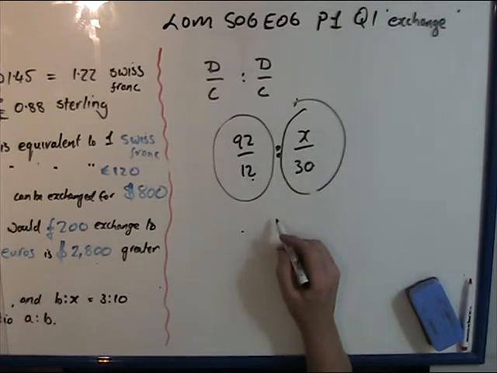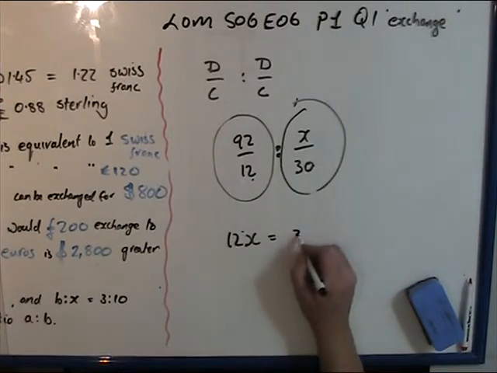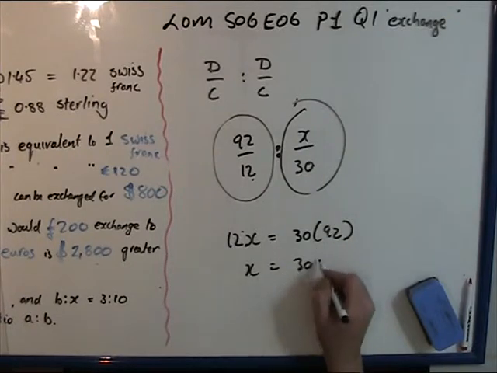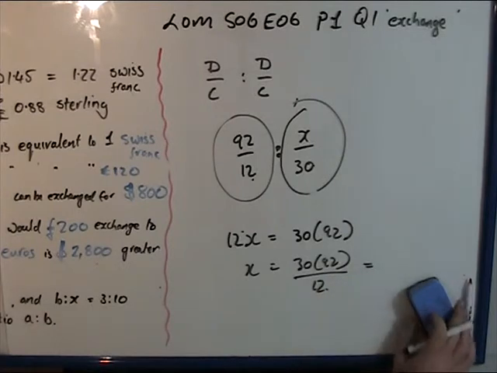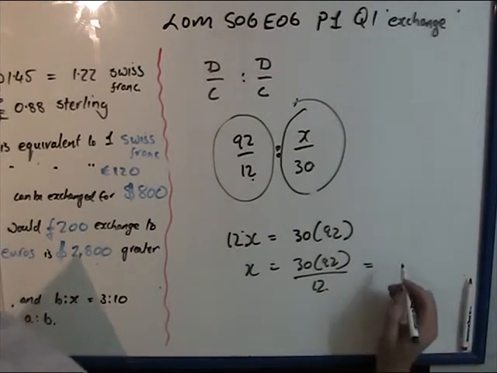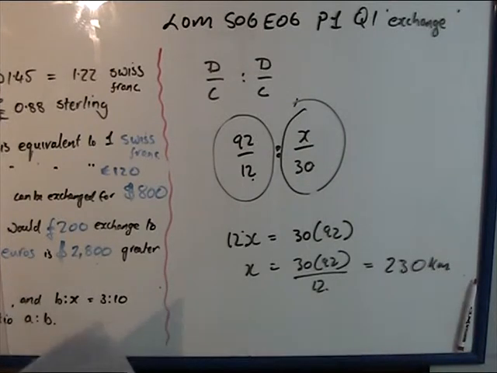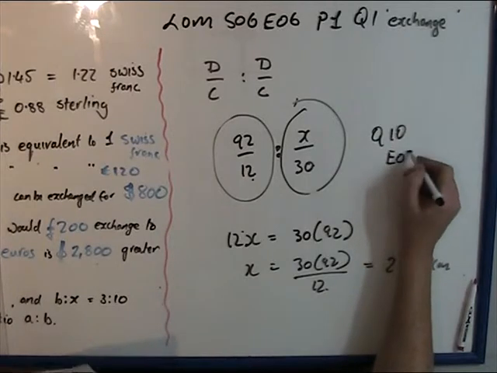Now, if I want to find out what x is, I just cross multiply. So if I want to write, I multiply across. So this is 12x is equal to 30 times 92. x is equal to 30 times 92 divided by 12, and the answer comes out as 230. So he would travel 230 kilometers. So that was referring to question 10, episode 3.